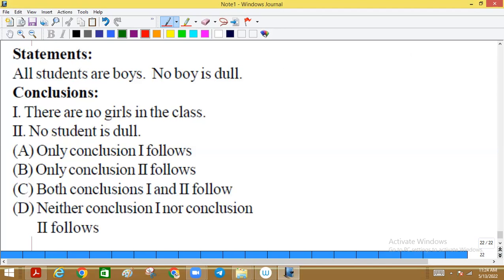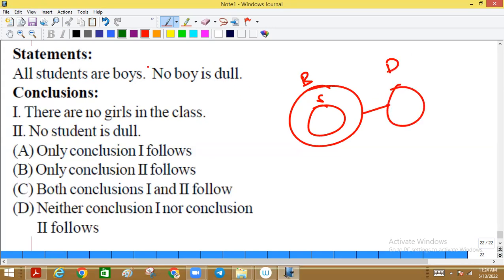Okay. First one. All students are boys. No boy is dull. It means that there is no relation between boys and dull. Yes or no? Correct? See the conclusion. There are no girls in the class. Correct or wrong? Is he talking about girls in the statement? Is there any word of girl in the statement? Then how come the conclusion is correct? I said that if it is in the statement, you have to take it in the conclusion. If it's not in the statement, how can you take it in the conclusion?